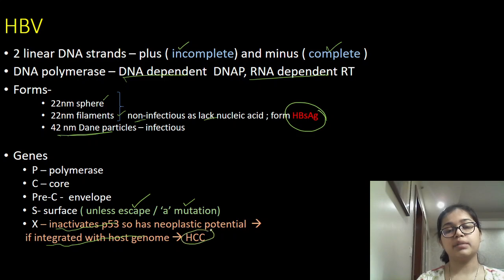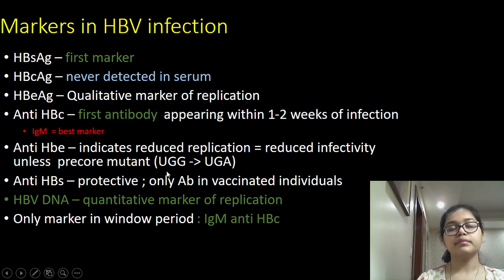Markers in hepatitis B infection. The first marker is HBsAg. HBcAg is never detected in serum, so if it's an option in the MCQ, it's likely not to be the answer because it's never detected in serum. HBeAg is a qualitative marker of replication, so if it's present, you can just say replication is going on, but you cannot quantify the replication. Anti-HBc is the first antibody to appear if it's of IgM type. That makes it the best marker.